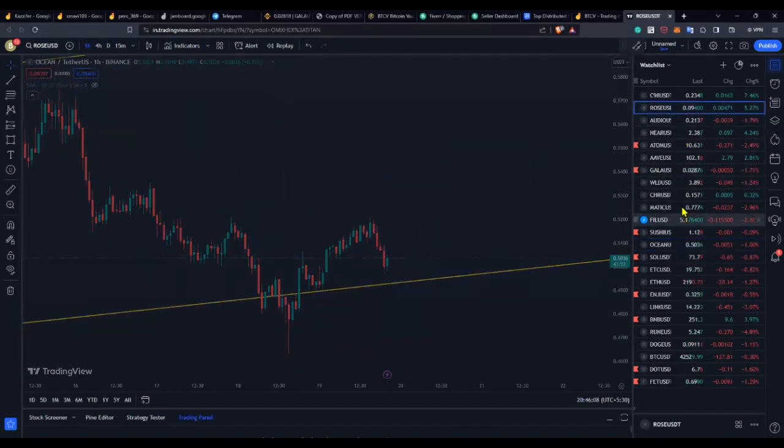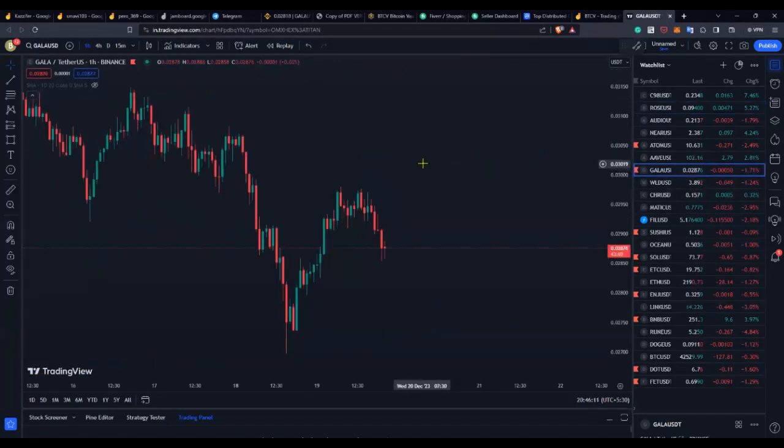Just 1 second. I have to check a coin actually. Okay, looks good.